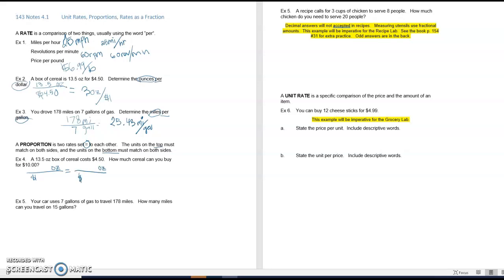Again, notice I have it set up. The top and the top match. The bottom and the bottom match. That's very important. And now it's just a matter of plugging in. So over here, I've got a 13.5 ounce box of cereal for $4.50. And the question is, how much cereal can you buy for $10? Well, it's dollars, so it has to go down here. And I don't know how much cereal, so I put an X. This is a proportion. I just created my first proportion.